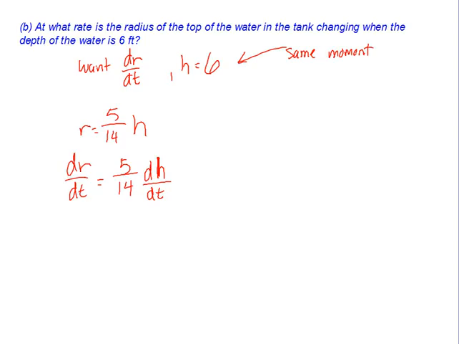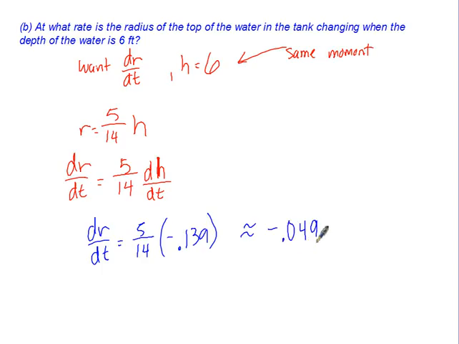Most likely they will be, right? Because if they were different, then we're starting a whole new problem and we're probably going to have a whole new set of issues. So in this case, to find the dr/dt, all I really have to do is plug in my dh/dt. So 5 over 14 times my negative 1.39. So what does that give me? Negative 0.496, and this represents dr/dt. Does that make sense?